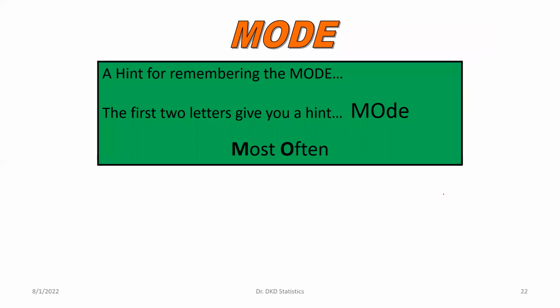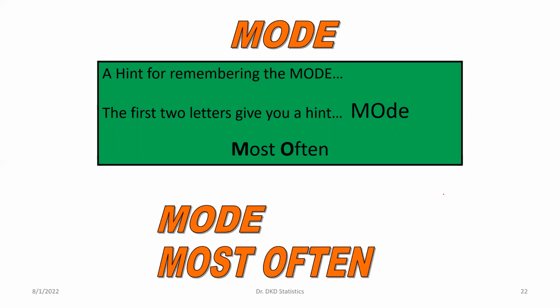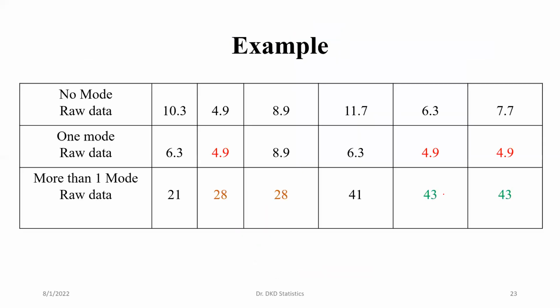Now we'll go for the mode. Mode means the most often occurring value, or the most frequent value in a given data set, and that is known as the mode. Now we have to calculate the mode. Suppose this data is given and we have to find the mode.